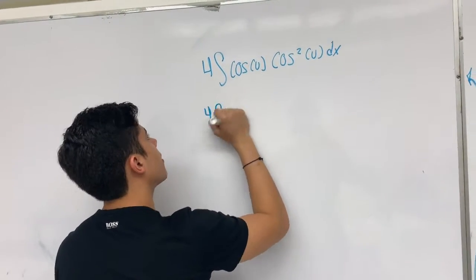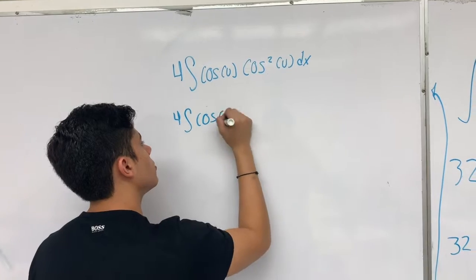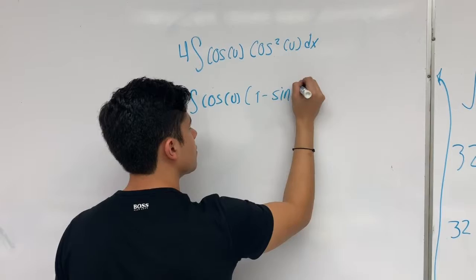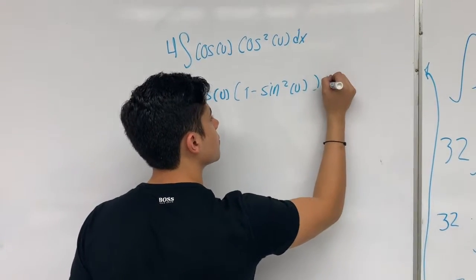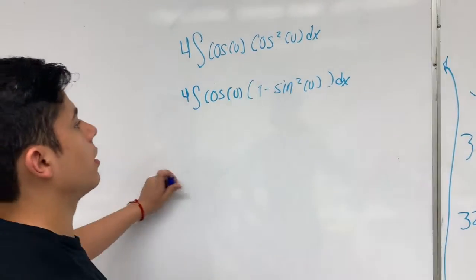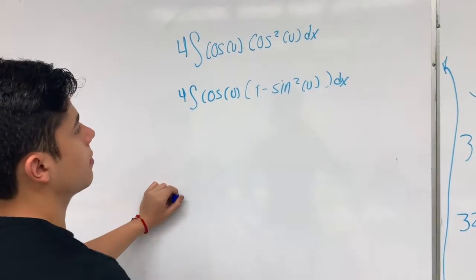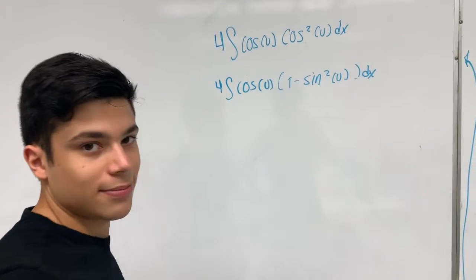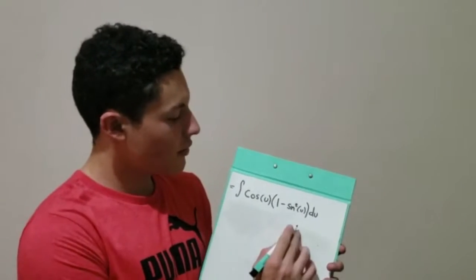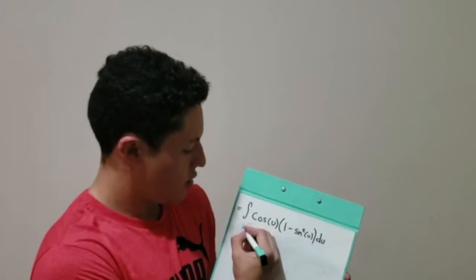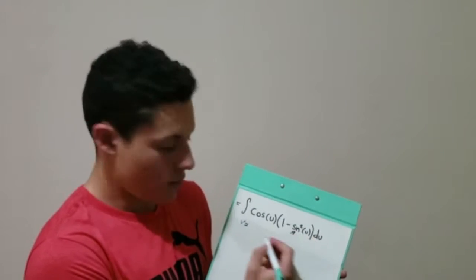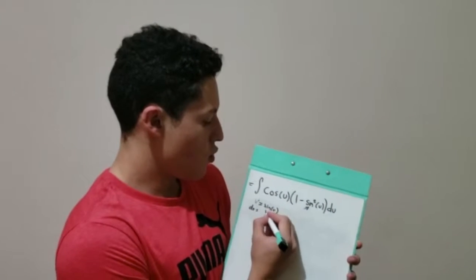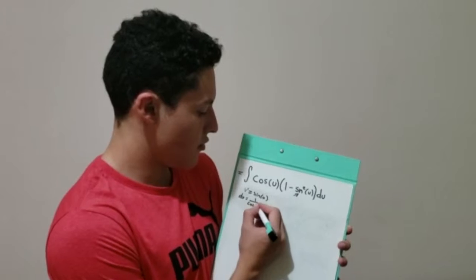So now it's 4 cos u, and then it's 1 minus sine squared u. And then we solve for sine and so forth. So after getting to this part of the problem, we would like to find b, which in this case will be sin of u. So b is sin of u, and of course dv will be 1 over cos of u.